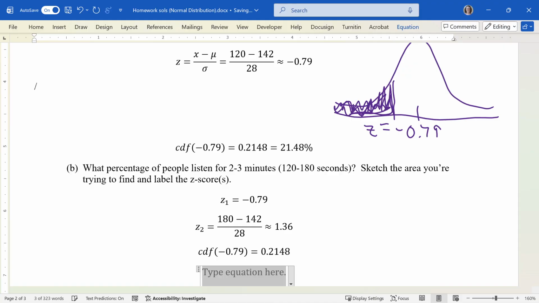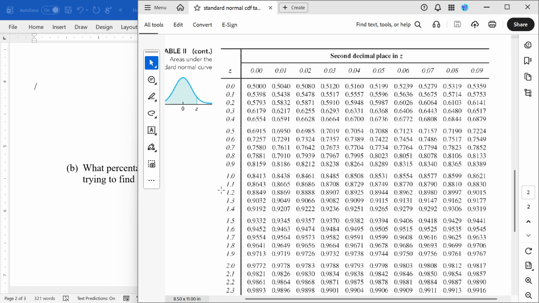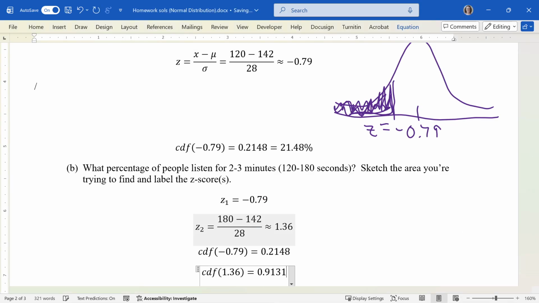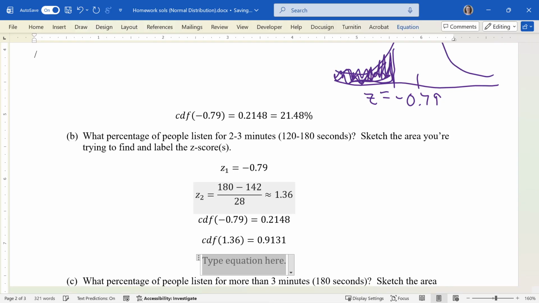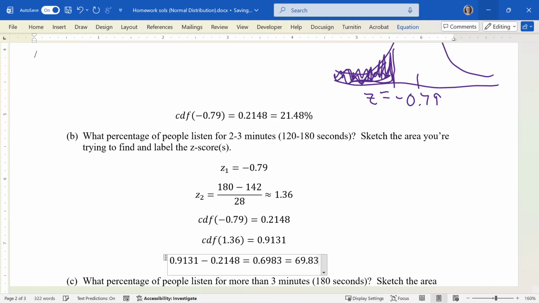Okay. So let me just type in here what I'm doing. So I'm documenting my work. Okay, 1.36. Turn to the positive side. 1.3, and it's the one under the 0.06 here, so that is 0.9131. Okay, and now I'm going to do larger one minus smaller one. So I'm starting with an area that's too big, and I'm trimming it off to leave me just the area that I want. And put that in a calculator. Okay, I'm getting 0.6983, and I'm going to write that as a percentage because that's what I was asked for.